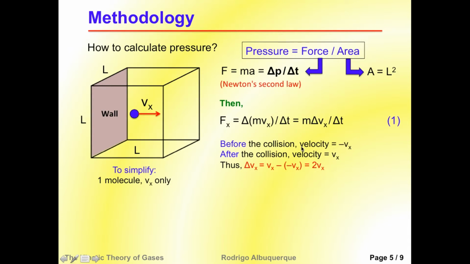Before collision, the velocity of this molecule shown here in this cartoon is minus Vx. So when it goes to the left, the velocity is minus Vx. When it goes to the right, it is Vx. So before collision, the molecule has a velocity minus Vx. After collision, it has Vx, which means the variation in velocity was the final velocity Vx minus the initial velocity, which is minus Vx, which means delta Vx is 2Vx. We can now substitute this delta Vx in equation 1 here to get equation 2.